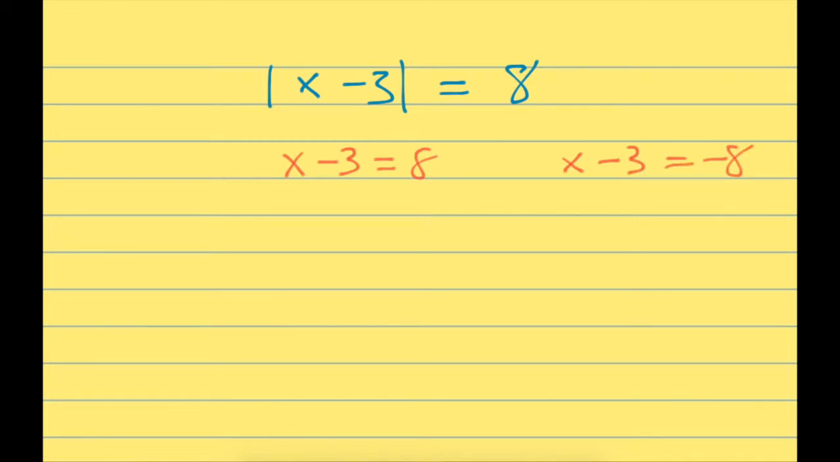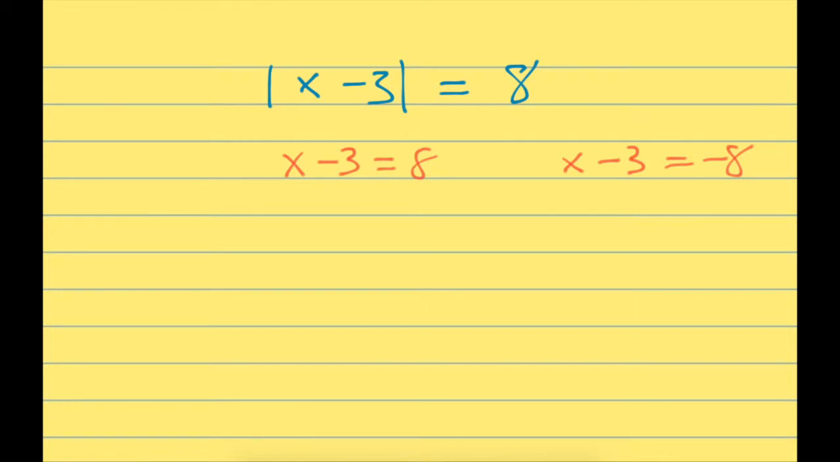So what I can do when I have an absolute value equation is I know that absolute value makes both positive and negative a positive number. So if I'm taking the absolute value of x minus 3, and I get 8, then either x minus 3 was 8 to begin with, or x minus 3 equaled negative 8, because either one of those would have given me an absolute value of positive 8.